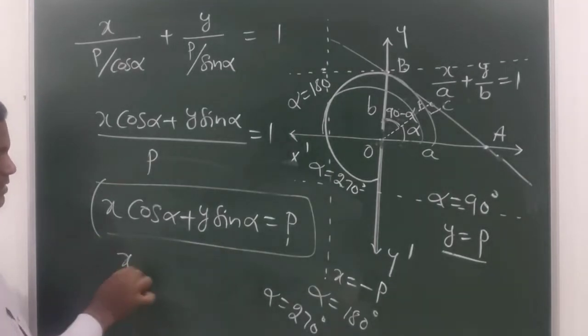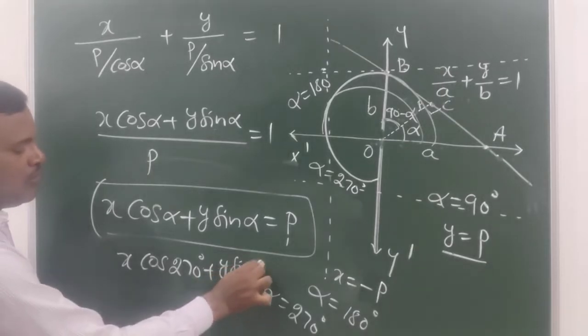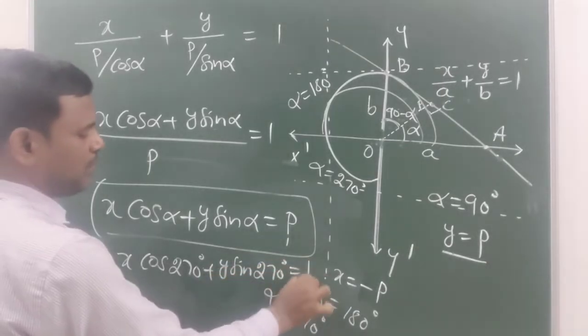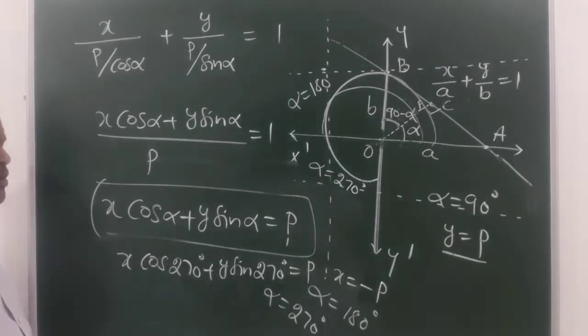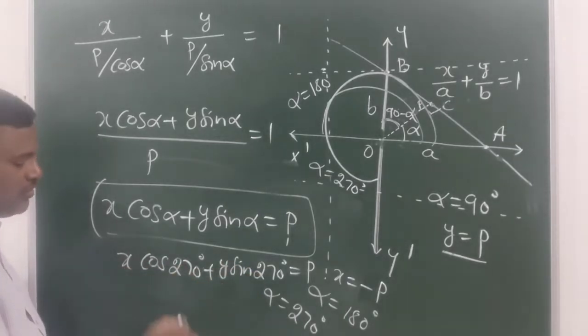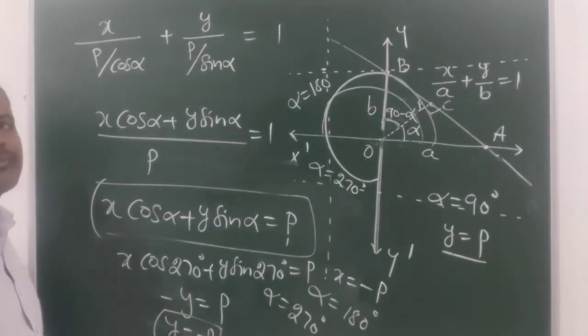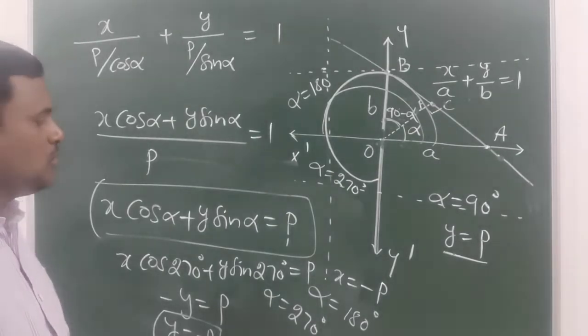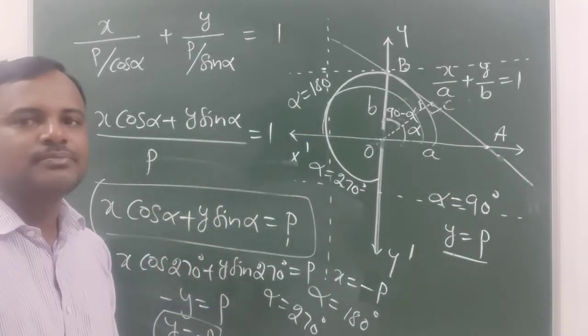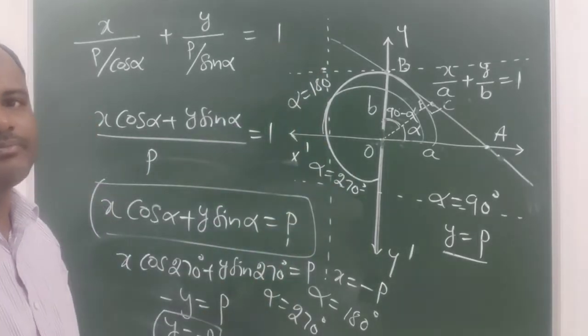See right here, x cos 270 degrees plus y sin 270 degrees, which is equal to p. Now simplify this. As you know, cos 270 is equal to 0. So 0 into something is 0. Sin 270 is minus 1. So minus y equal to p. When you multiply both sides with minus, again you will get y equal to minus p. So these are the three cases for two horizontal lines and one vertical line.